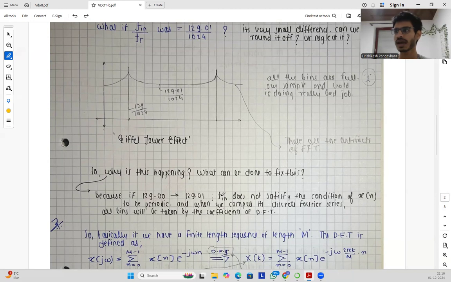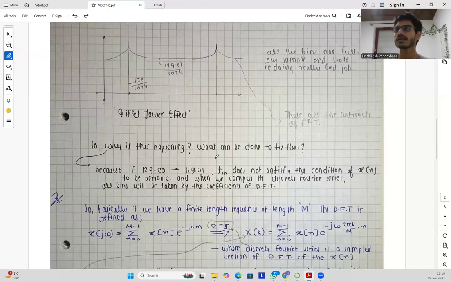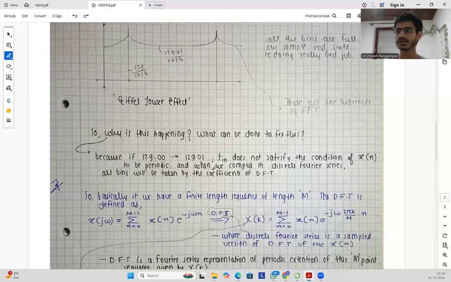to be periodic. And when we compute its discrete Fourier series, all bins will be taken by the coefficients of DFT. Ideally, when it was 129 sharp, all the bins were empty and only the 129th, or the mth, bin was taken by the coefficient of the discrete Fourier series. But now all the coefficients will take the bins, and that's how the plot will look. So we'll discuss why this is actually happening.